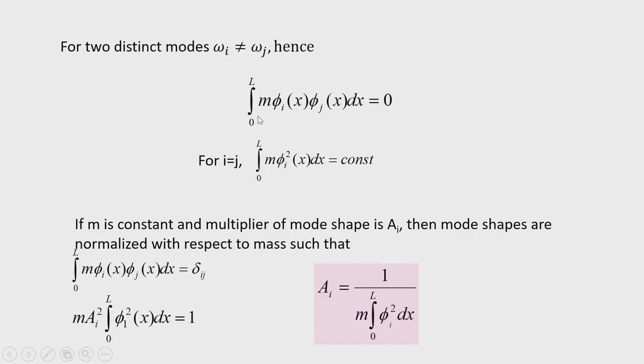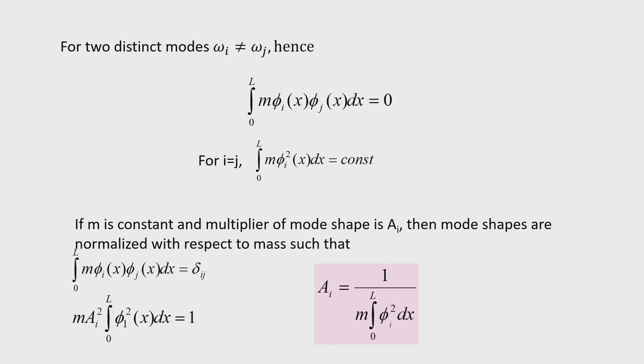In that case we get integral of m phi i x phi j x equal to 0 for omega i not equal to omega j. That means for i equal to j, we will get integration of 0 to l m phi i square dx equal to a constant. So this is what is the orthogonality condition. Introducing the Kronecker delta, we can write integral m phi i x phi j x dx equal to Kronecker delta i j, provided the normalized mode shapes are used with respect to m, so that the result of this integration is 1 when i is equal to j.